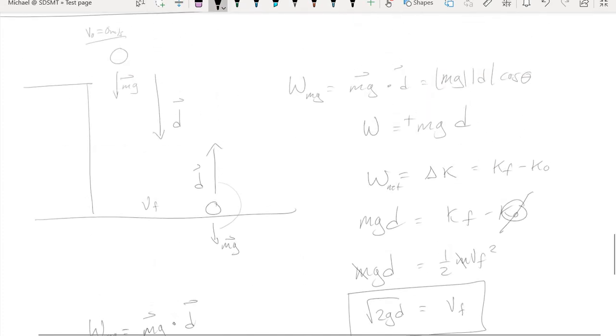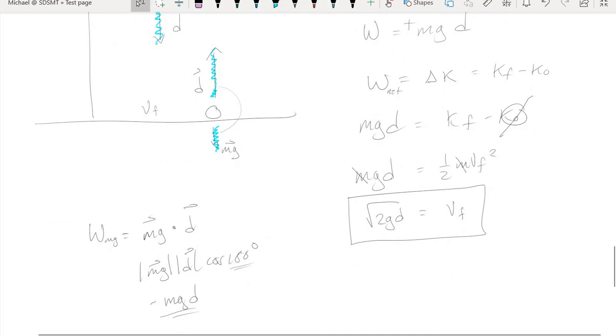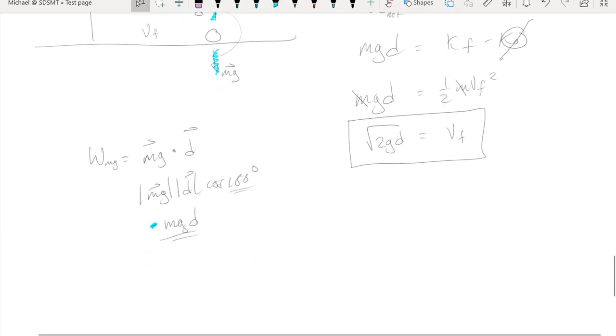When we fall, gravity helps us to fall. Hence the reason we're putting energy into the rock. But if we try to move up, gravity's not going to help us move up. Gravity's going to resist or work against us. And that's where the minus sign on this comes from.